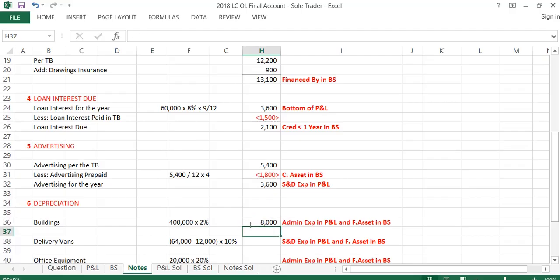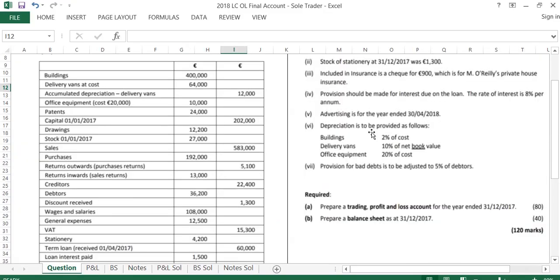So depreciation of buildings worked out to be 8,000. Delivery vans, it's 10% of the book value, not of the cost. So if I look at my delivery vans, the cost is 64, the depreciation is 12, so the book value must be the difference between the two of those, which is 52,000.